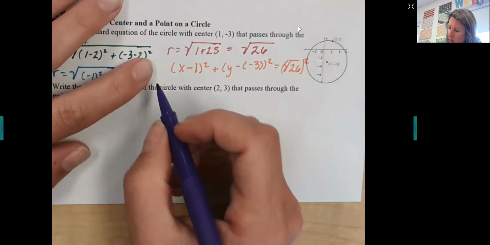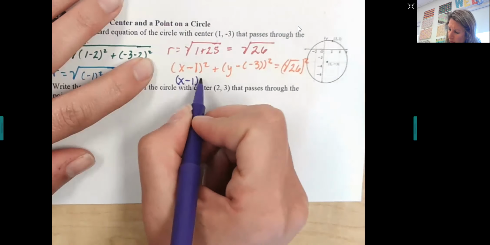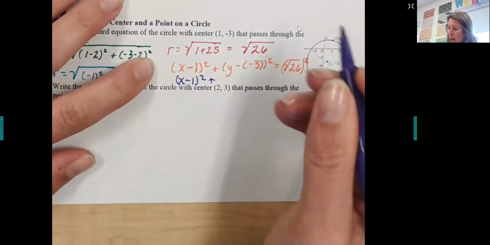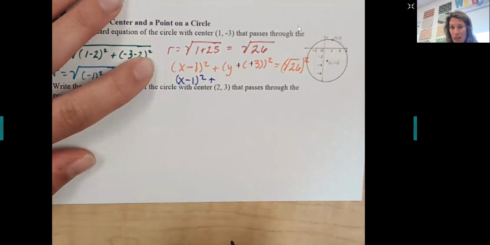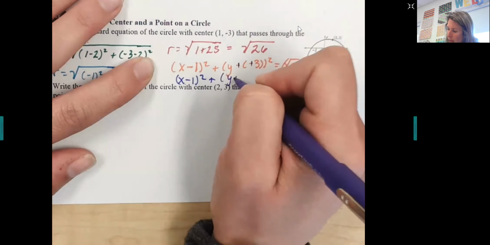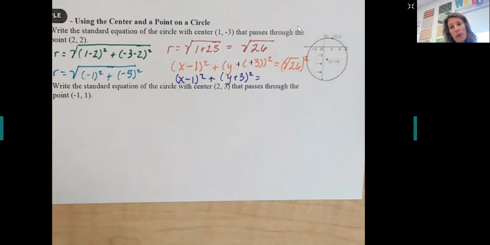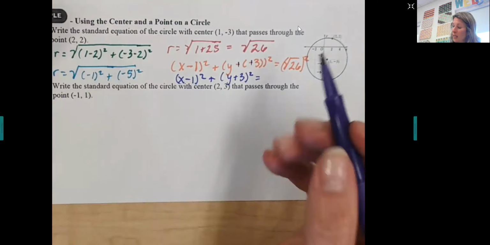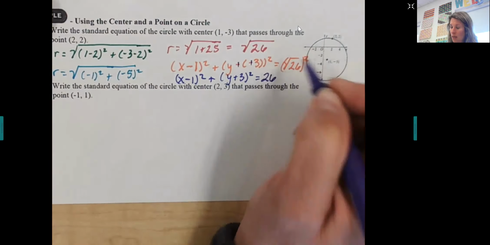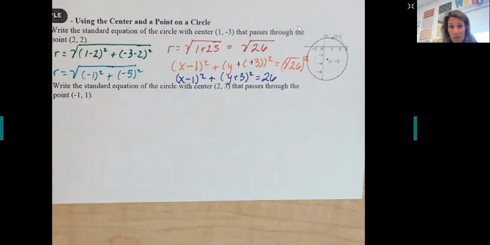We get to keep this x minus 1 squared plus y minus a negative 3. They become positive. Y plus 3 squared is equal to the square root of 26 times the square root of 26, which is just 26. So that's our answer. Again, looks difficult, but is not difficult.